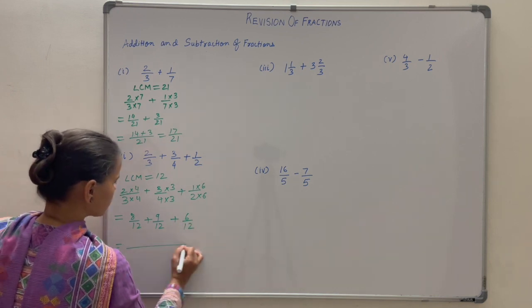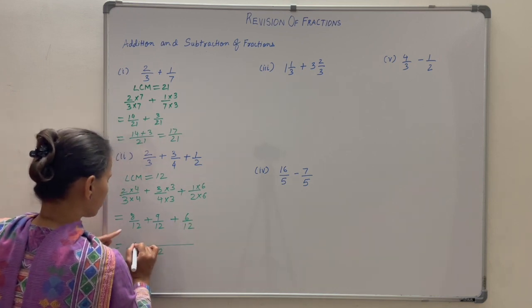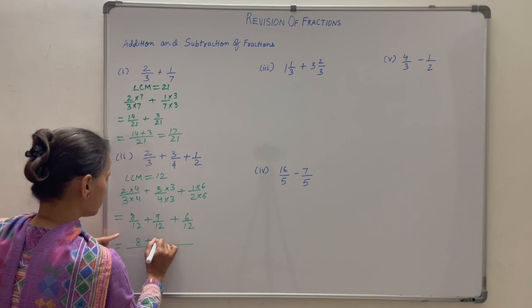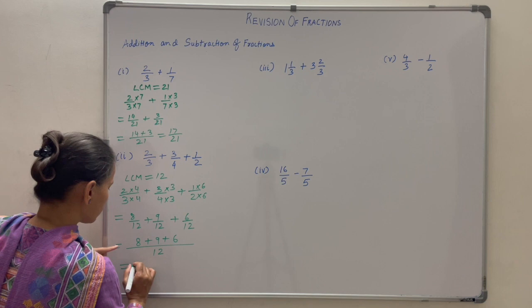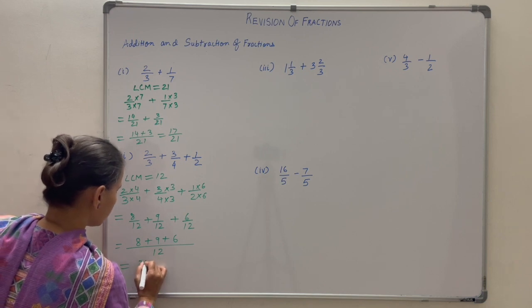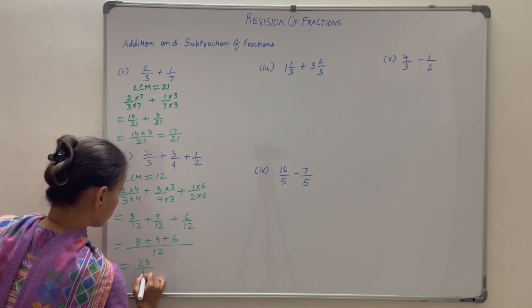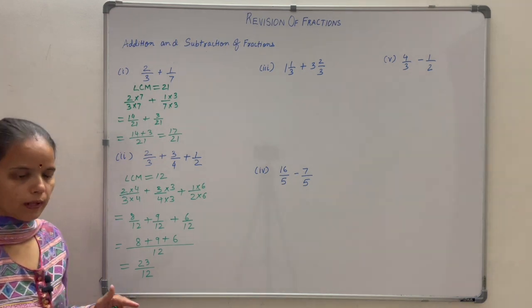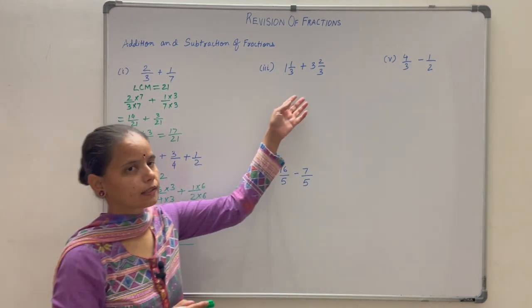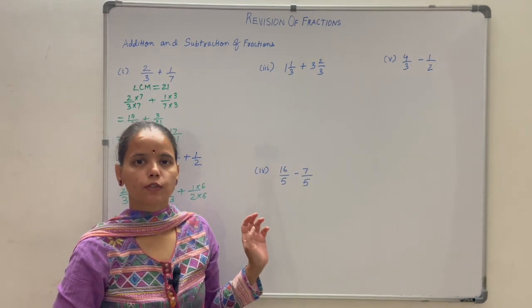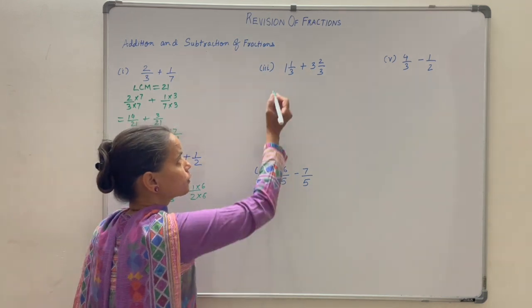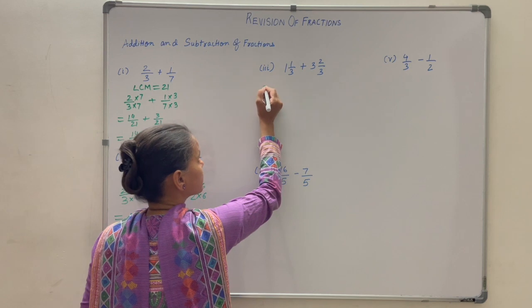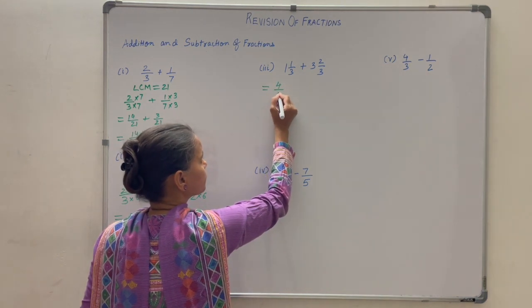Now the denominators are same. So you just need to add the numerators. 8 plus 9 plus 6. So 8 plus 9 is 17. 17 plus 6 is 23. Denominator is 12. Now let us add these mixed fractions. First you need to convert the mixed fraction into an improper fraction. So 3 into 1 is 3 plus 1 is 4. So it is 4 by 3.